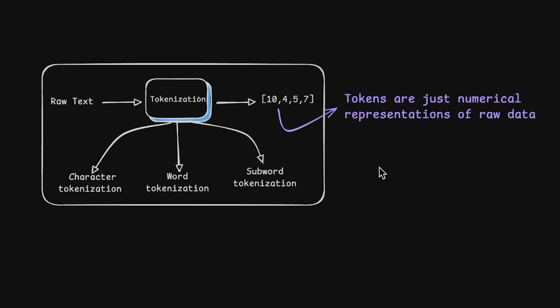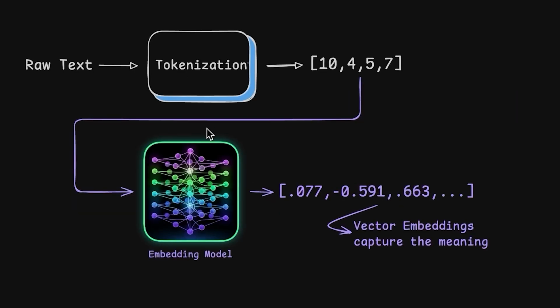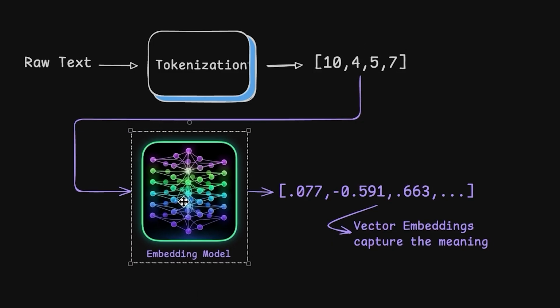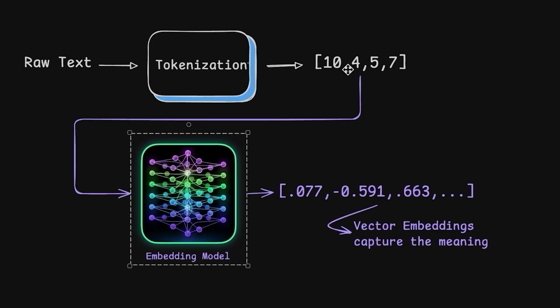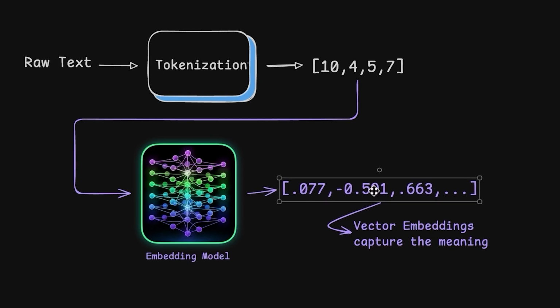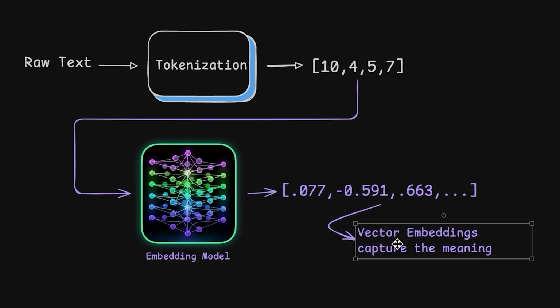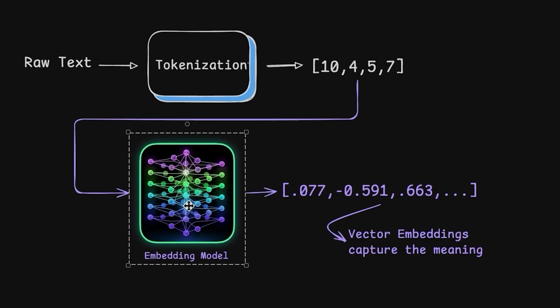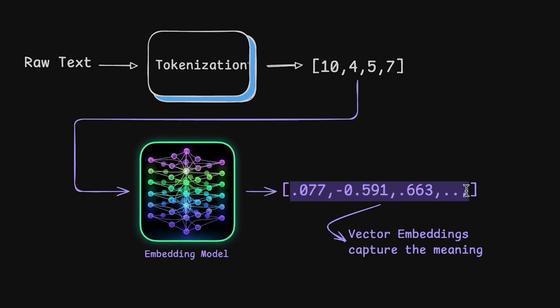So let's now understand how the embedding models solve that problem. First, the raw data is tokenized and converted into a numerical representation, and then these tokens are given as an input to the embedding model. The embedding model takes these tokens and converts them into vector embeddings. And these vector embeddings are what capture the semantic meaning. As you understand, these are just vectors in the vector space. Let's say this vector space is about 1000 dimensions. So this embedding model would then generate vector embeddings of 1000 dimensions.